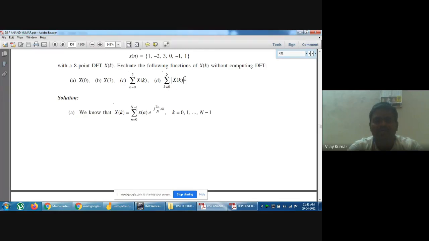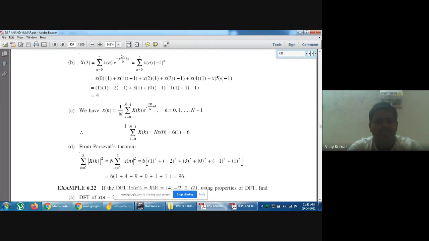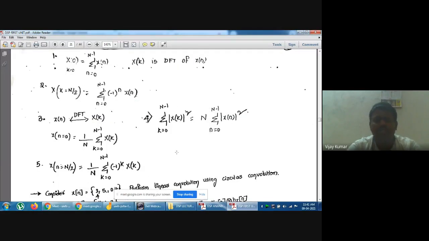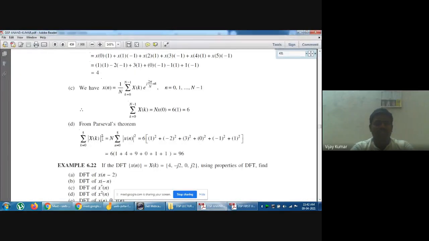Similarly, the sum of squares of x of k. Again we use Parseval's theorem, which I have just given. By applying Parseval's theorem, the sum of squares of x of k is equal to n into the signal energy. Using that formula, we can compute this x of k whole square without calculating the DFT. So n is 6. x of n square means 1 square plus minus 2 square, 3 square, 0 square, minus 1 square, 1 square. In total you will get 96. Is it clear?